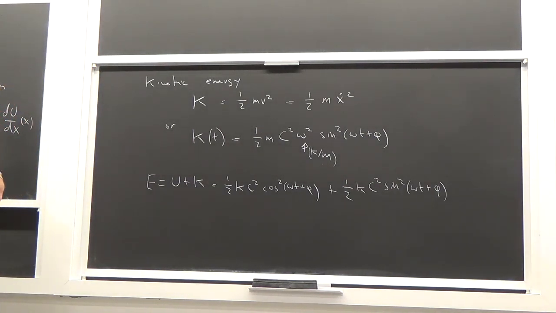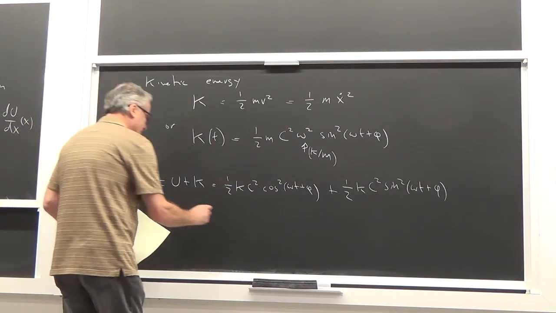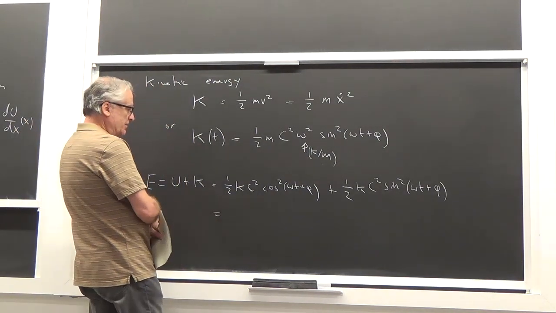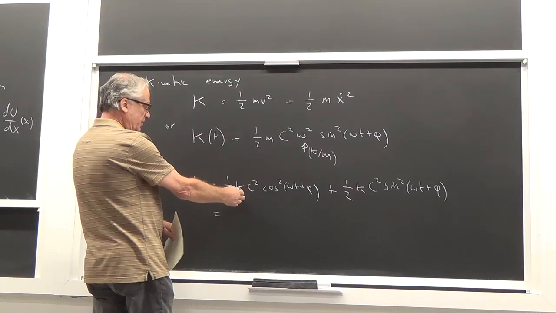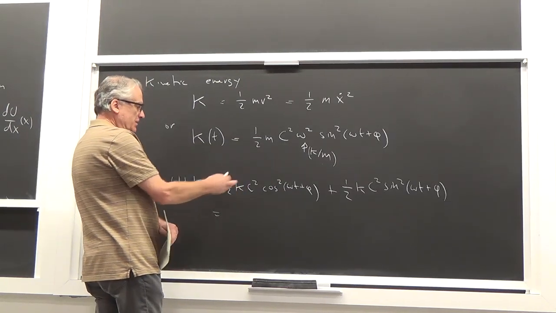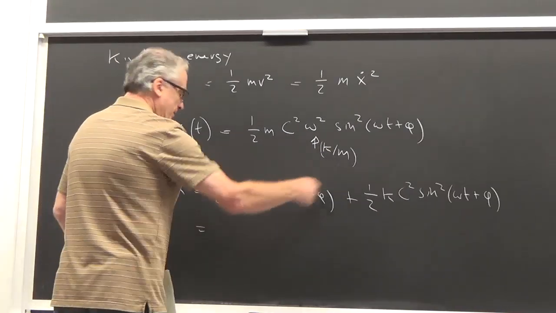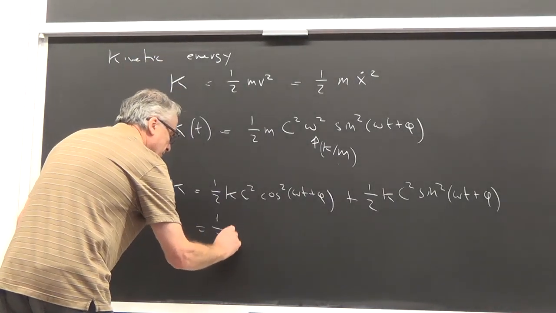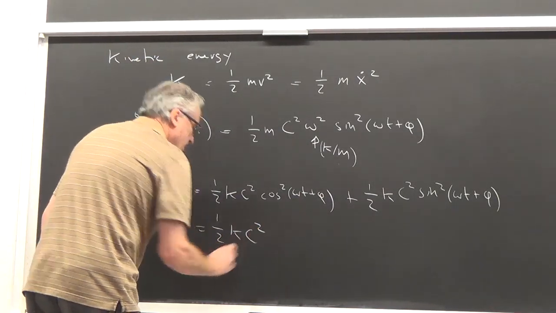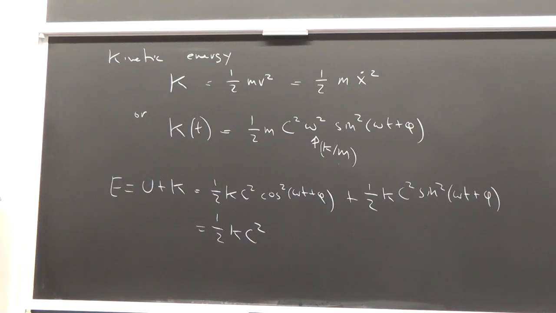And you see a wonderful thing happens. It's always nice to get things that add up to 1 and so forth. So cosine squared and sine squared are times the same factor. So you get to replace those two terms with 1 and just end up with 1/2 kc squared.